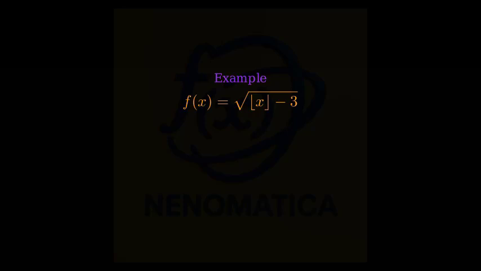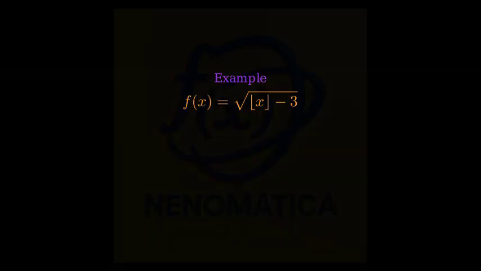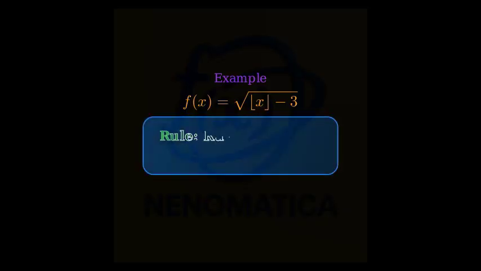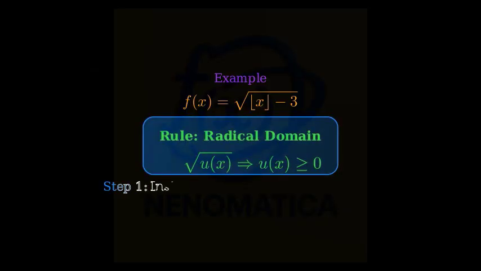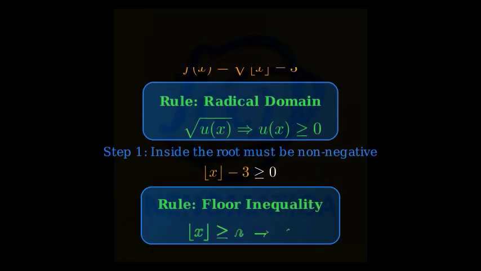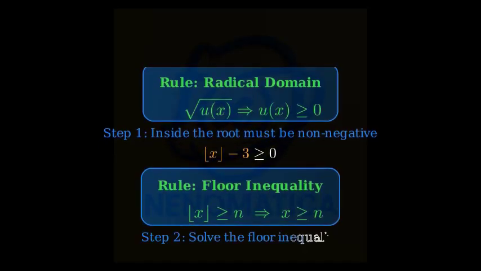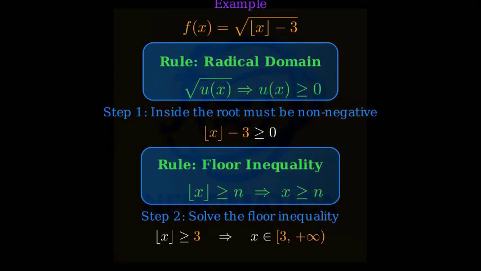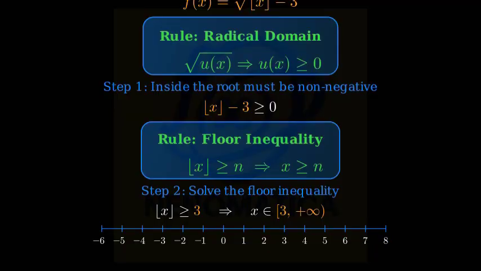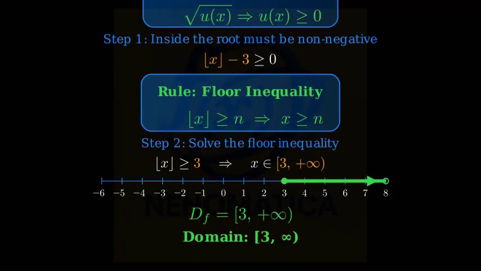Example, the function is f of x equals the square root of floor of x minus 3. We apply the radical domain rule. Set floor of x minus 3 greater than or equal to 0. That gives floor of x greater than or equal to 3, which implies x is at least 3. Let's mark this on a number line.